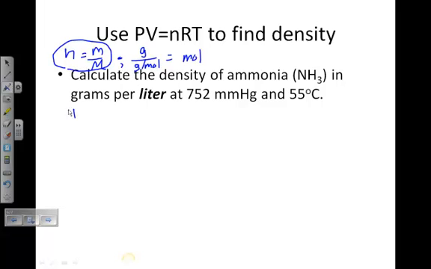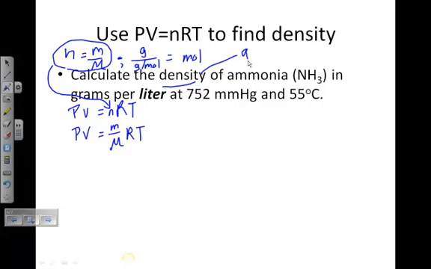Well, if you consider PV equals nRT and you consider substituting this n, this m, little m over big M in for n, then you end up with this. And then if you really want density, density for gases is in grams per liter. So what they're really asking you to do is rearrange this equation so you have m over V.